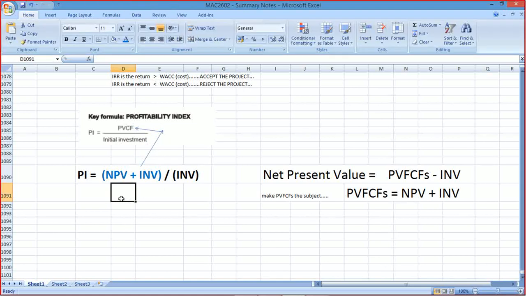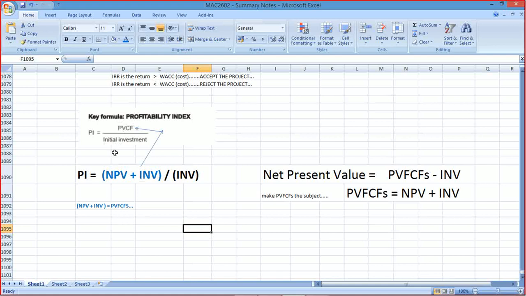Yeah, does that make sense? Yes, sir. Okay, so net present value plus INV equals present value of the future cash flows. It's exactly the same.